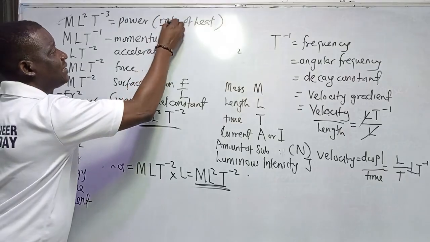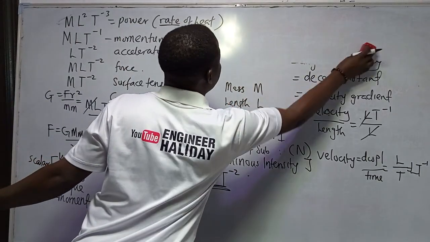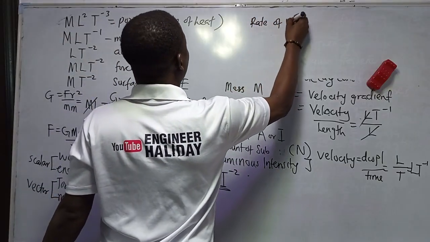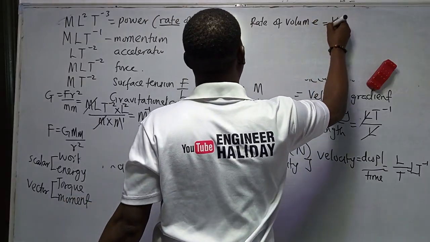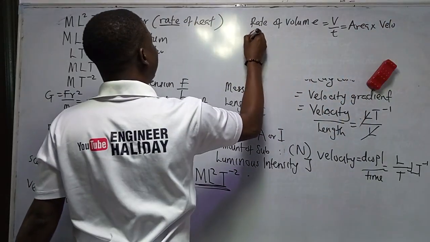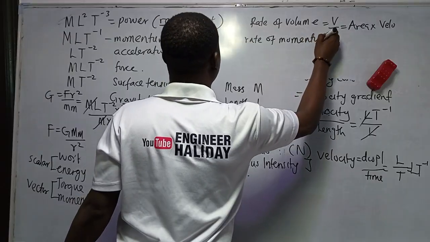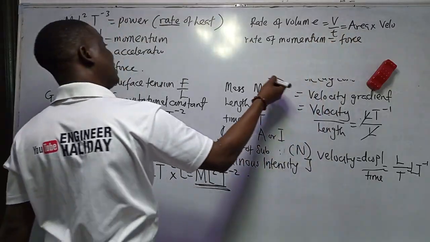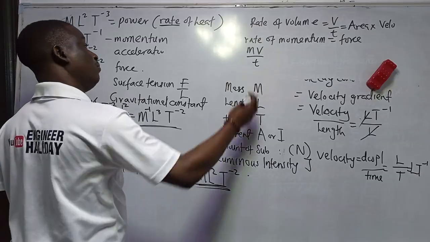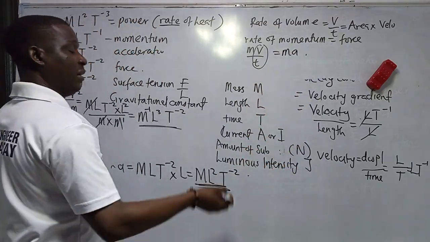So anytime you talk about rate in physics, you talk about what? Divide by time. Don't forget we have many of them. We have rate of volume. Rate of volume is volume over time, which is area times velocity. Also we have rate of momentum. Rate of momentum is the same thing as force. They might want to deceive you. Why is it the same thing? Momentum divided by time. What is velocity over time? Acceleration. So you have that, and so forth.